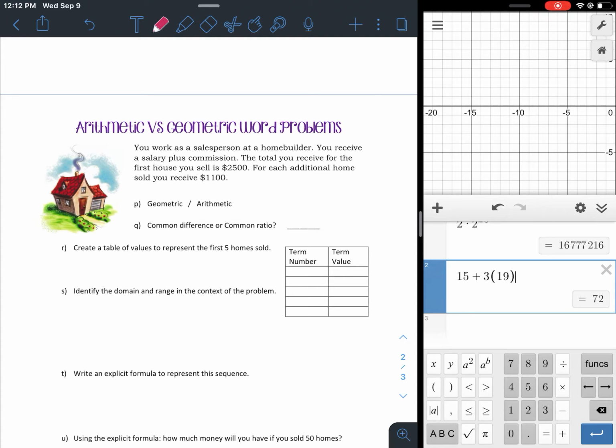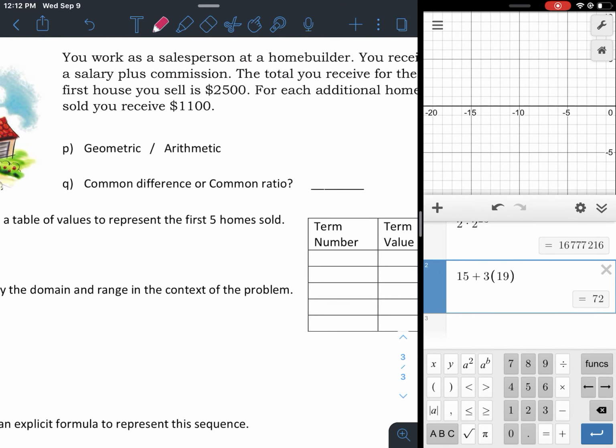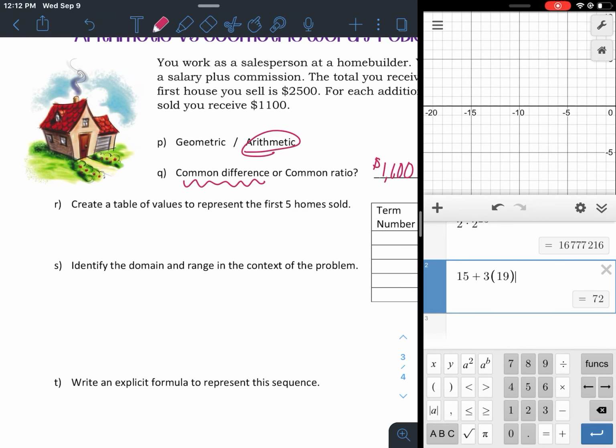So is this sequence arithmetic or geometric? Well, after each house you sell, you're receiving the $1,100. So you're adding $1,100 onto each commission rate you have. So that's arithmetic because you're adding. So common difference is $1,100. You're adding that.